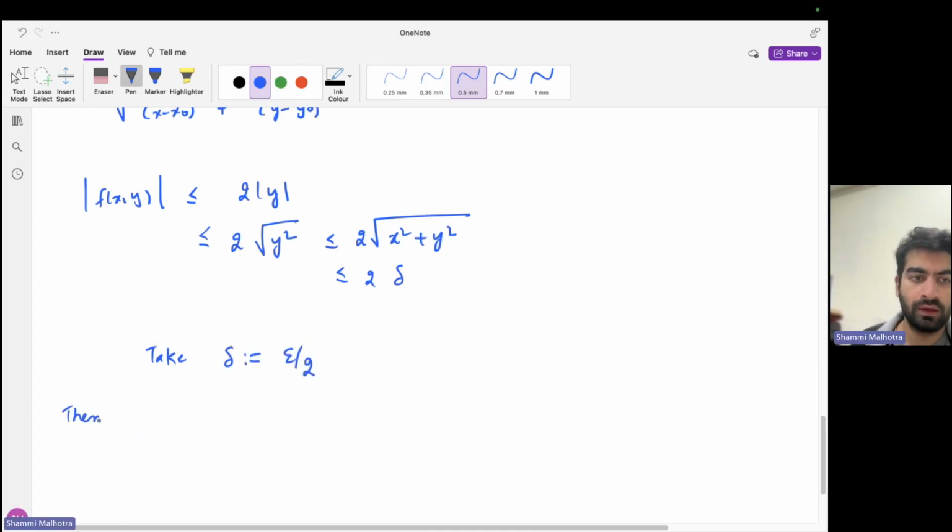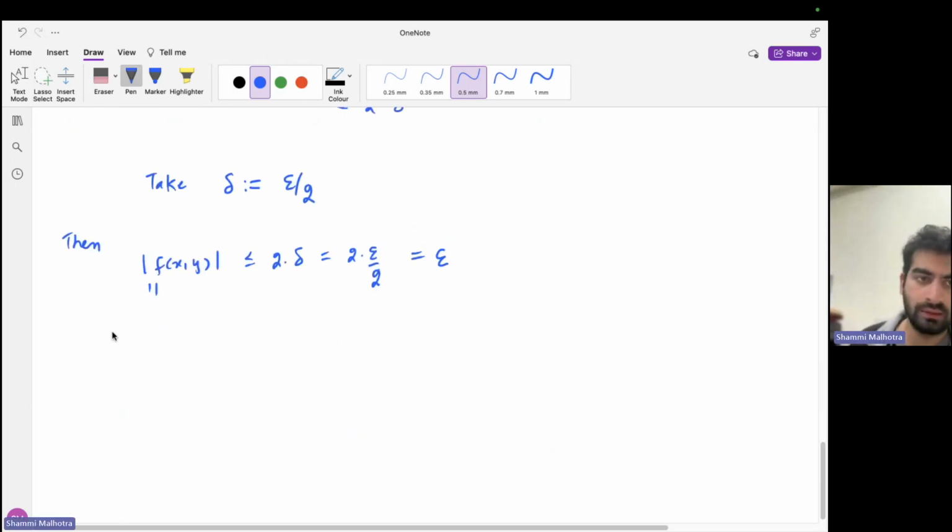Then what will we have? That the mod of f(x,y) will be less than twice of delta, and this is equal to twice of epsilon by 2, and this is just epsilon. So this proves that my function mod is going toward 0. This basically proves that this thing is the same as saying f(x,y) minus 0.